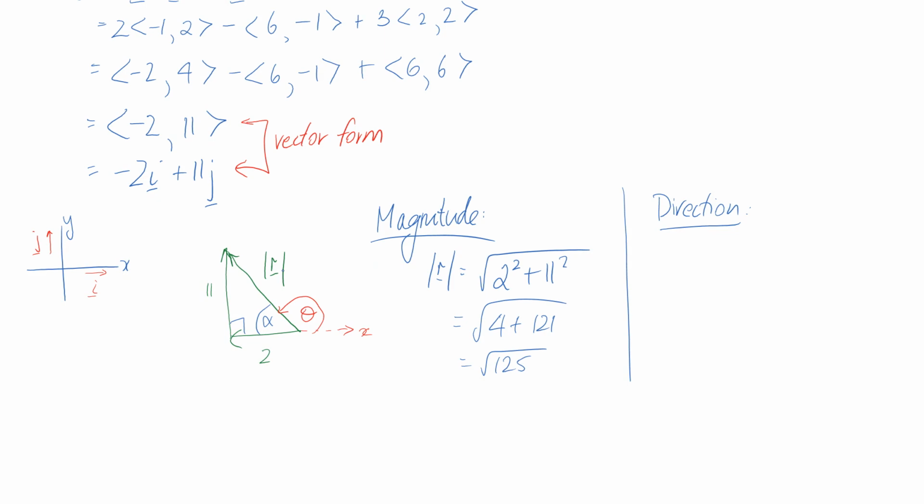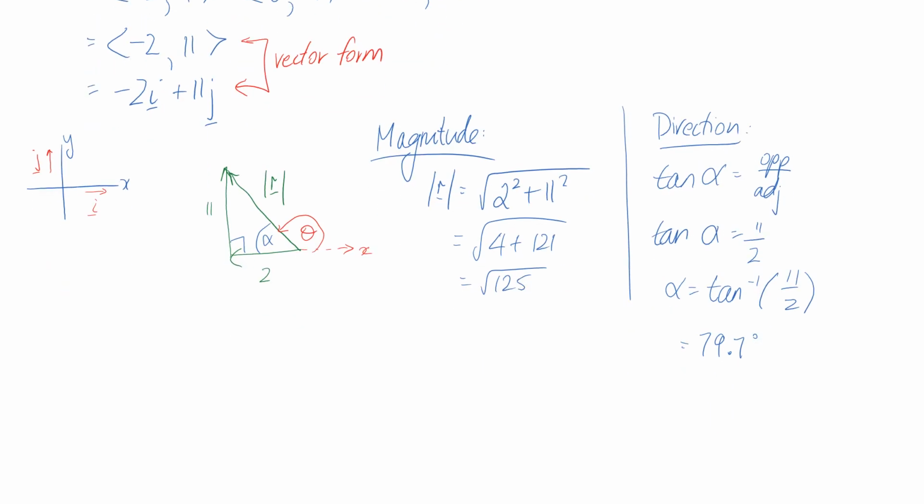So working on this triangle, I'm going to choose to use tan. And tan of alpha, okay, this angle here, it's equal to the opposite divided by the adjacent. So the opposite here is going to be 11. And the adjacent here is going to be 2. So in order to undo a tan, we do a tan inverse. And if you pop that into a calculator, it's 79.7 degrees.